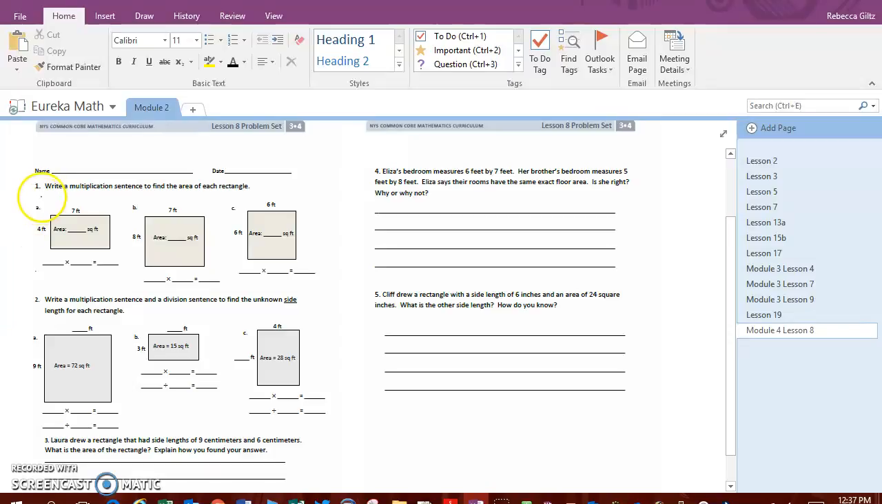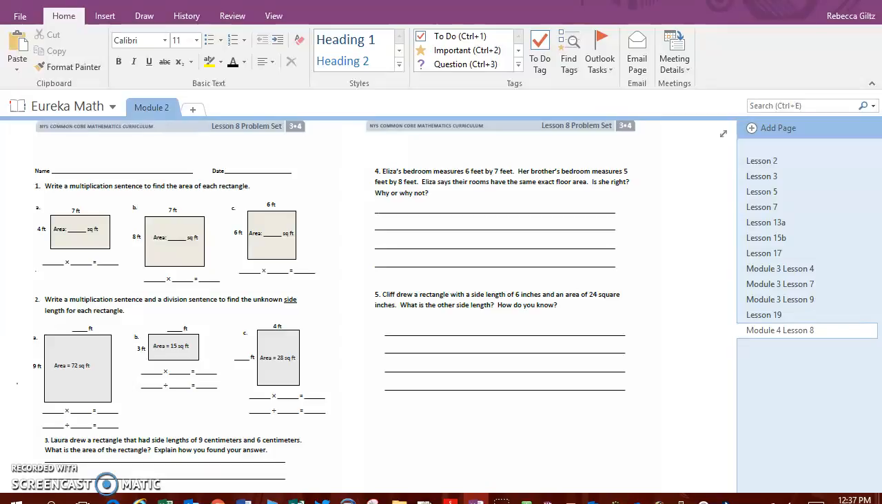So if you look at problem number 1, it says write a multiplication sentence to find the area of each rectangle. So if you look at this rectangle, you'll notice there aren't any squares. We could draw them in. This 7 up here means that there's going to be 7 in the row across, and this 4 over here means there's going to be 4 rows. So we could draw those in, but that would take a lot of time, and when you're counting that way you can make some mistakes. And so we're going to be more efficient with this lesson. We're going to use our multiplication facts.